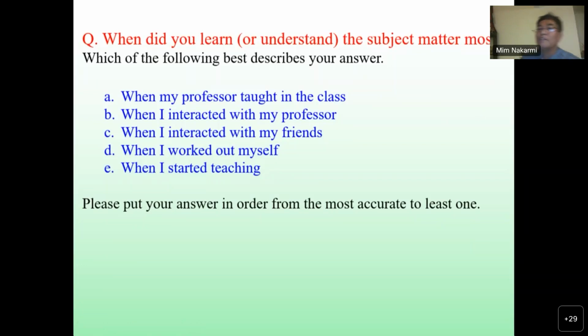So I think in the answers, the consistent answer is, I guess, only one person said when my professor taught in the classroom. And in most of the answers, the most accurate are either D or E: when I started teaching or when I work out myself. And some of them are when I interacted with my friend. I guess the conclusion is the A, when my professor taught in the class, is not the most accurate answer.